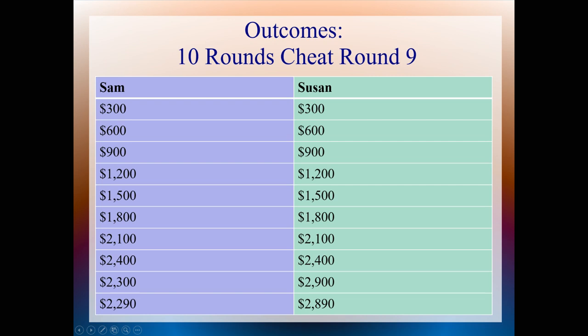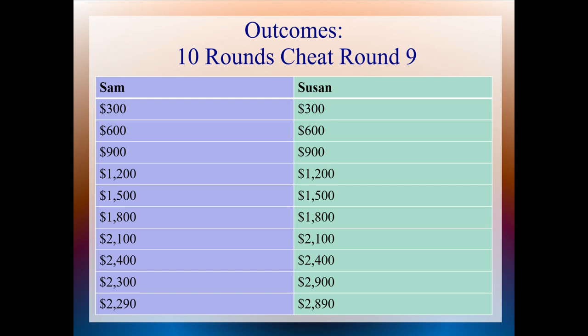Well, now he's going to cheat every time. He's not going to risk losing 100 again. He's going to tell Susan, well, no, I'm going to cooperate, so you cooperate too, and let's get some more money. But they both cheat each other. So then he ends up with 2,290, and she ends up with 2,890. Okay?